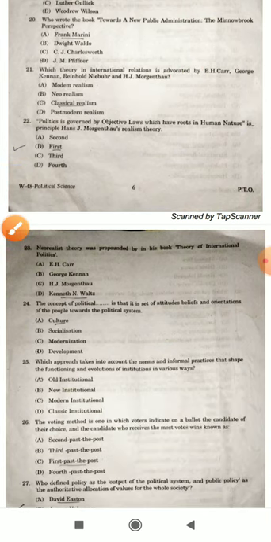Question number 22. Politics is governed by objective laws which have roots in human nature is the principle of H.J. Morgenthau's realism theory.